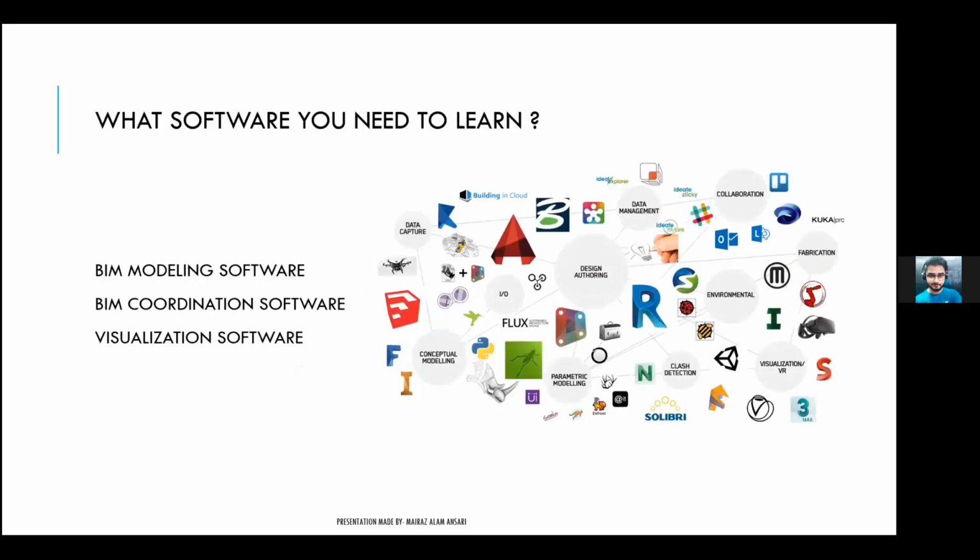So after doing that, what software do you need to learn? Basically, there are three kinds of software which I generally recommend to students or freshers, because there is a lot of software in the market, but you don't have to learn everything, because you are going to be specialized, right? Don't be generalized. Just focus on a single thing at a time, and once you are done with that, focus on another thing. As of now, just focus on three things: BIM modeling software, BIM coordination software, and visualization software.